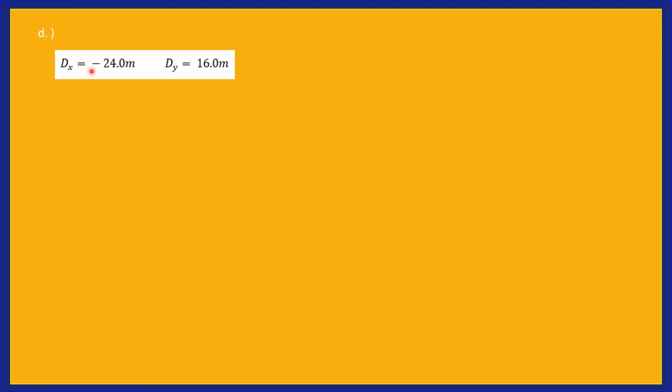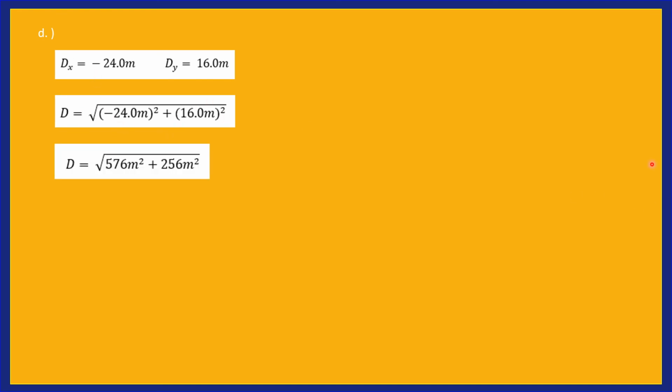How about if we have components like dx is negative 24 meters and dy equals 16 meters? We can easily find the magnitude. We have the square root of dx squared plus dy squared. We have negative 24 squared plus 16 squared. Let's put the numbers. The square of this is this. The square of 16 is 256 square meters. Then add, it gives us 832 square meters. Then get the square root. We have 28.8 meters. That's the magnitude.